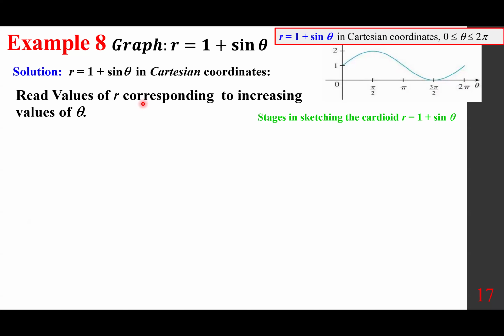So read values of r corresponding to increasing values of theta, in stages, in sketching the cardioid r equals 1 plus sine theta. What happens here? As we move from 0 to pi over 2, the y coordinate moves from 1 to 2. I hope you see that. Plug in 0, you get 1. Plug in pi over 2, you get 2. So as theta increases from 0 to pi over 2, r increases from 1 to 2.